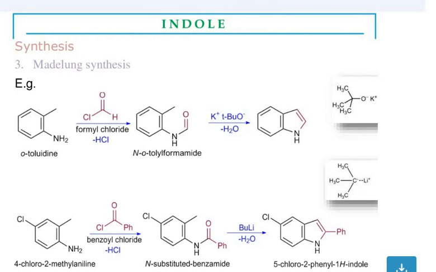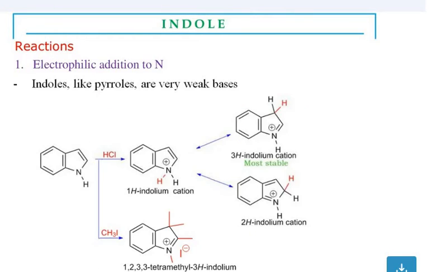Now, look at here. Madelung synthesis. O-toluidine will give N-o-tolylformamide, and then you will get this indole. You have 2-chloro-6-methyl aniline, you will get N-substituted benzamide, and you will get 5-chloro-2-phenyl-1H-indole.